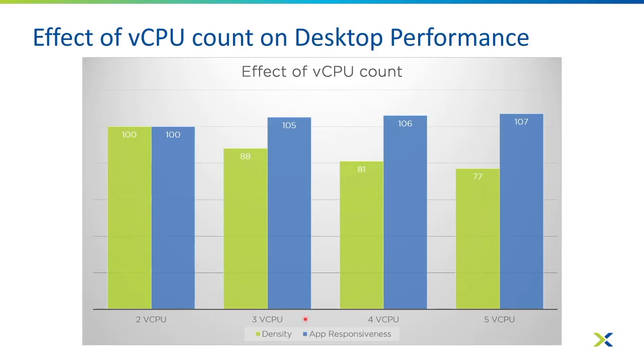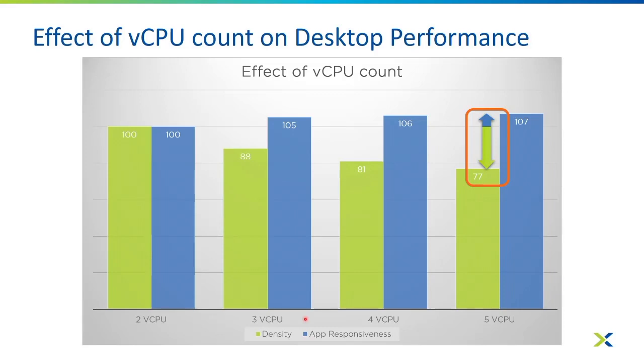Obviously what we do see is there is an increase in application responsiveness. So the blue columns with 3 vCPU, 4, 5 vCPU, we're going to 105%, 106, 107%. So yes, there is an increase, but that comes with a downside in terms of density. As we're increasing the vCPU count, obviously we are reducing the number of overall resources available for each virtual machine on that node, on that cluster.